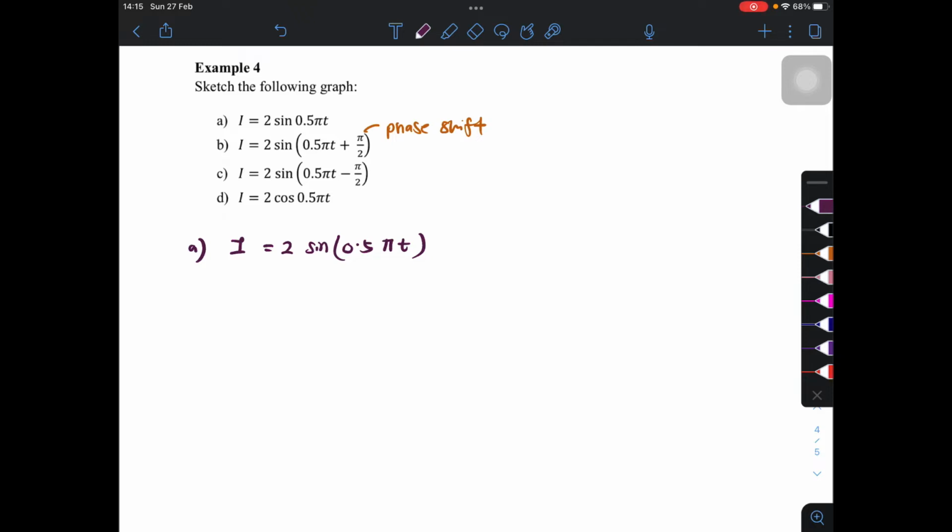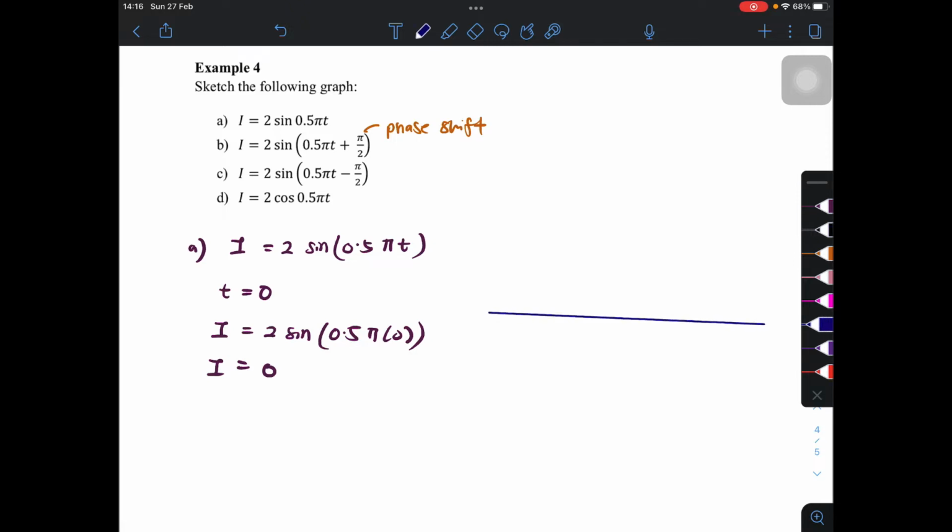Okay, we need to know where our graph will start, daripada kosong ataupun maximum or minimum. So kalau mau cari macam mana mau start, we always substitute t sama dengan kosong. Apabila t sama dengan kosong, okay, kamu tekan calculator, the value for I will be equal to 0. So from here, okay, lukis macam biasa, the part C, and then label.